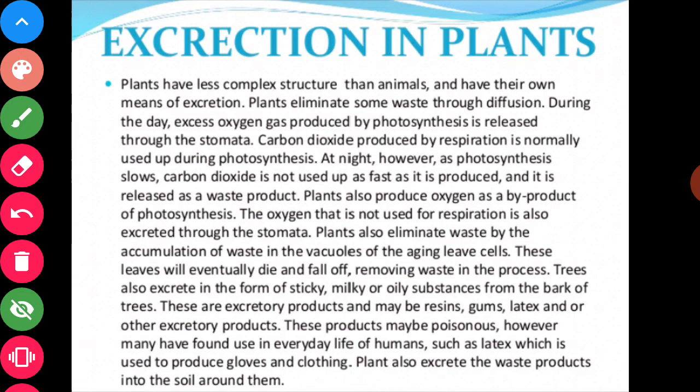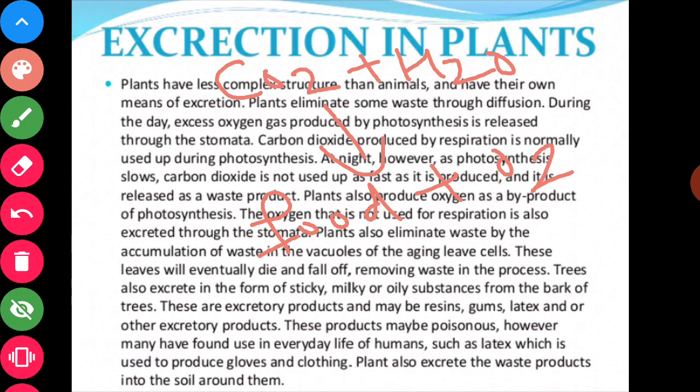Dear students, you have to remember that in the process of photosynthesis we use carbon dioxide and water, and we get glucose, or we can say food, plus oxygen. This oxygen is a waste product for the plants, and it is excreted by the process of diffusion through the stomata.